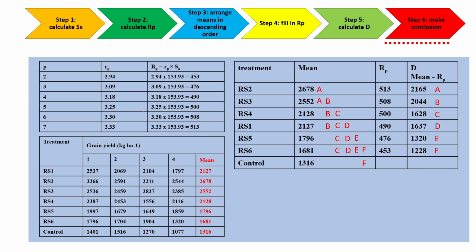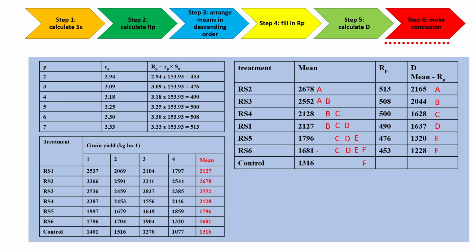So now how do we do our conclusion? As you can see over here, those with similar alphabet, they are not significantly different. They are the same. But those that do not harbor the same alphabet, it means that they are significantly different. So that's how you look at it. It means that RS3, RS2, RS3, the same. RS3, 4, 1, they are the same. So anything that doesn't have B or C, but these ones, they are the same.